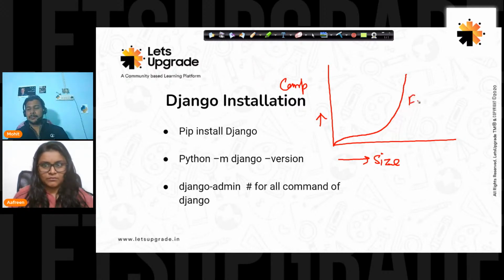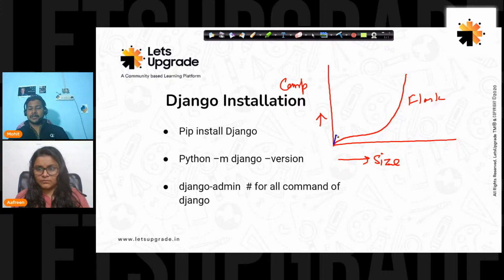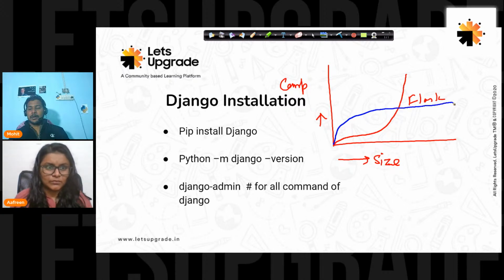Flask, and then Django. Django starting with smaller size, higher complexity, higher, higher. So this is the Django.